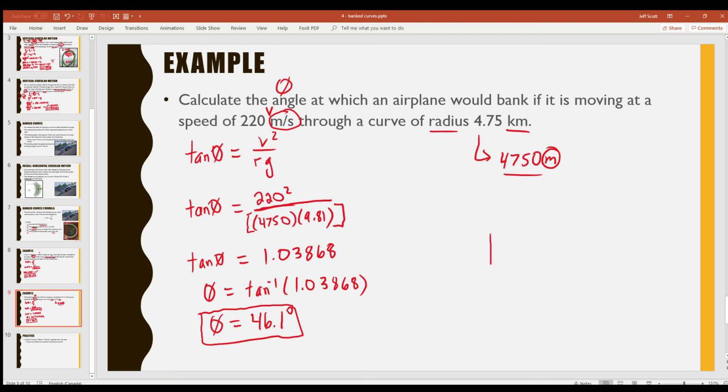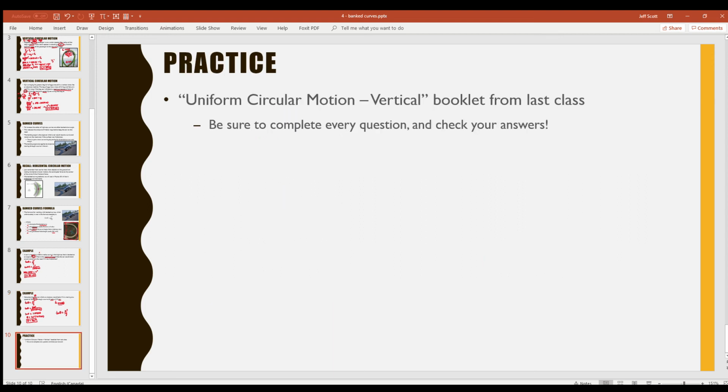And remember, tan theta equals v squared over rg is not a formula that's on your formula sheet. Don't ask me why, it's just the way it is. Alberta Education just didn't put it on there. You are going to need to remember this. And the good news is the more questions you do, the easier it will be for you to remember this.